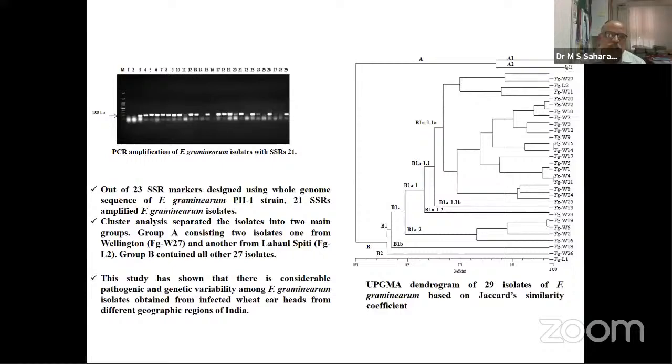We designed 23 SSR primers, and 21 of those SSR primers amplified these Fusarium graminearum isolates. On that basis, through SSR, we could genetically characterize the 29 isolates which we isolated last year from Wellington.